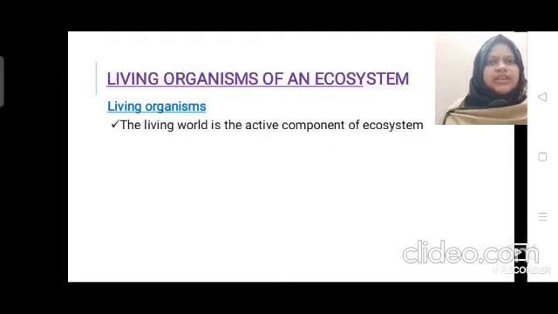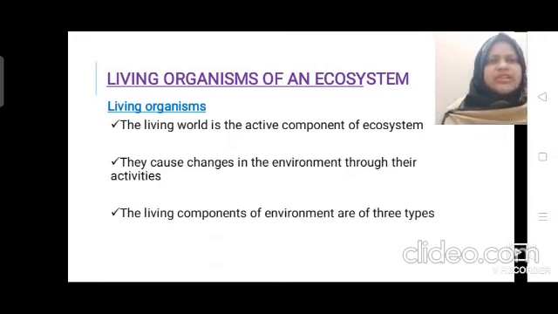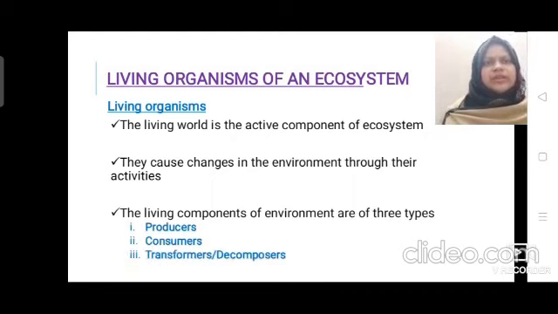Now, living components. The living world is the active component of the ecosystem. They cause changes in the environment through their activities. The living components of the environment are of three types: producers, consumers, transformers or decomposers.